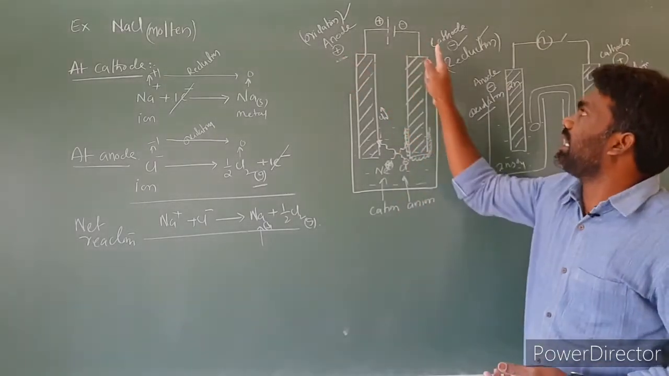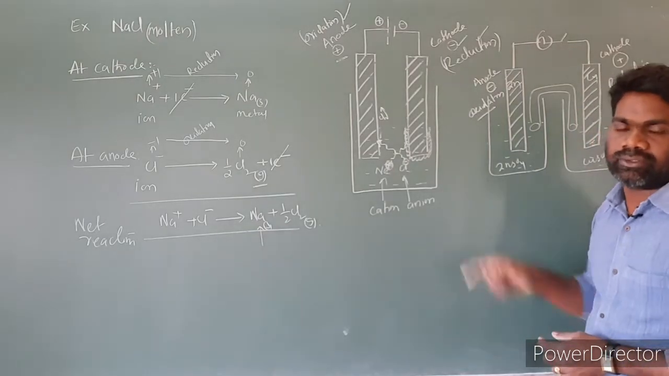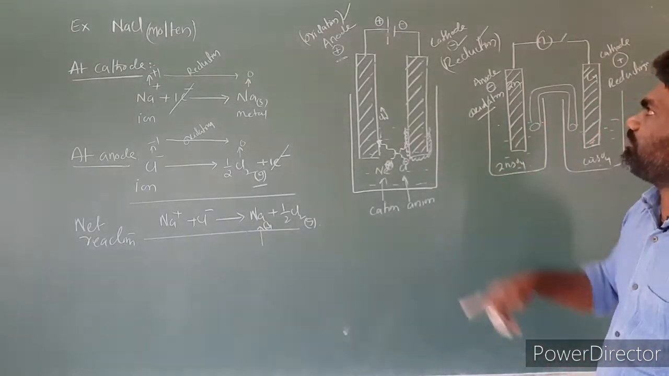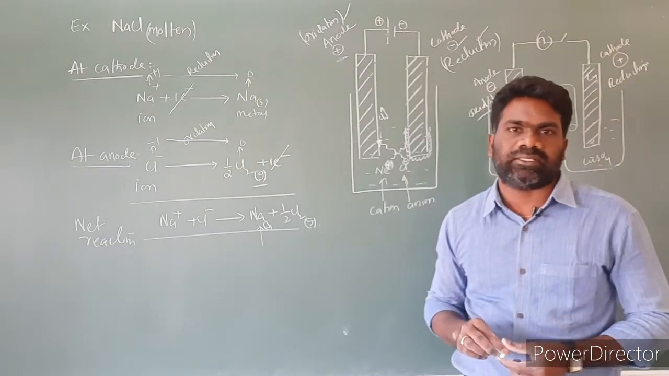In an electrolytic cell, anode is positive and cathode is negative. In a galvanic cell, anode is negative and cathode is positive. We have to take this. So this is one common difference between the electrolytic cell and a galvanic cell.